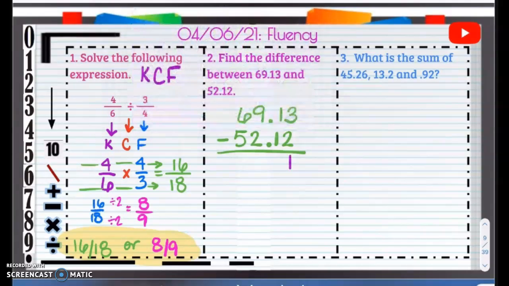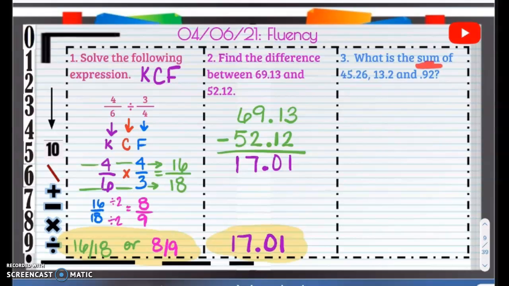3 minus 2 is 1. 1 minus 1 is 0. Drop that decimal, drop it like it's hot. 9 minus 2 is 7. 6 minus 5 is 1. So our answer is 17 and 100th. All right, let's find the sum.